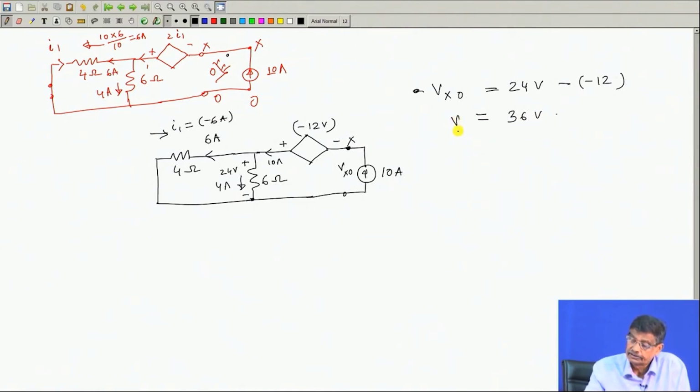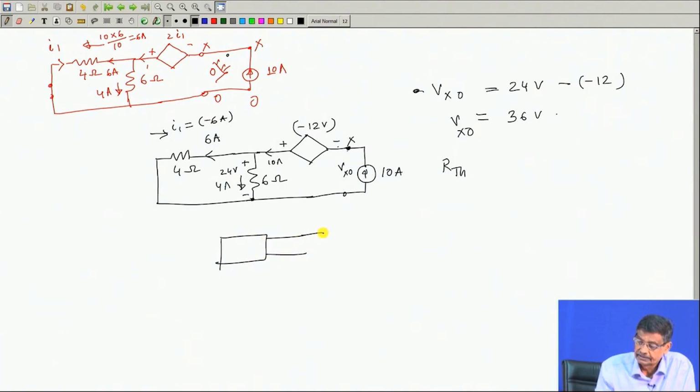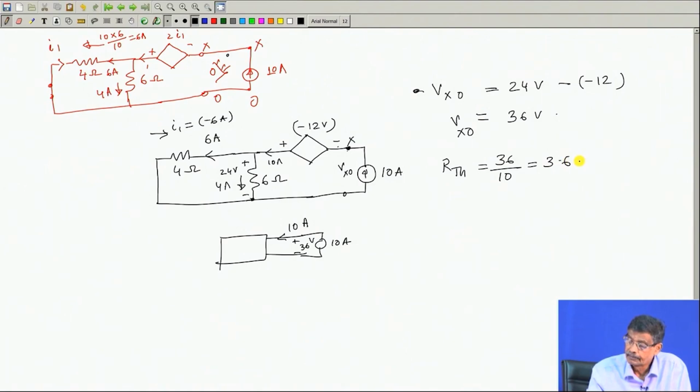So, if Vxo is 36 volt and this network is taking 10 ampere current, therefore, R Thevenin's. So, this whole network across Xo is now behaving like this. Here the current is 10 ampere, this network takes 10 ampere current, and the voltage between these 2 points is 36 volt, is it not? That is what I have found out. This is the whole network. Therefore, R Thevenin's will be how much? 36 divided by 10, 3.6 ohm.